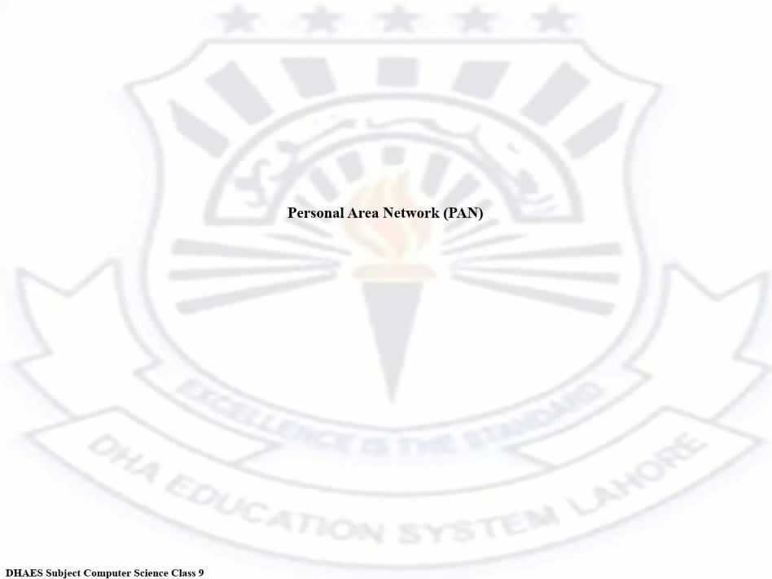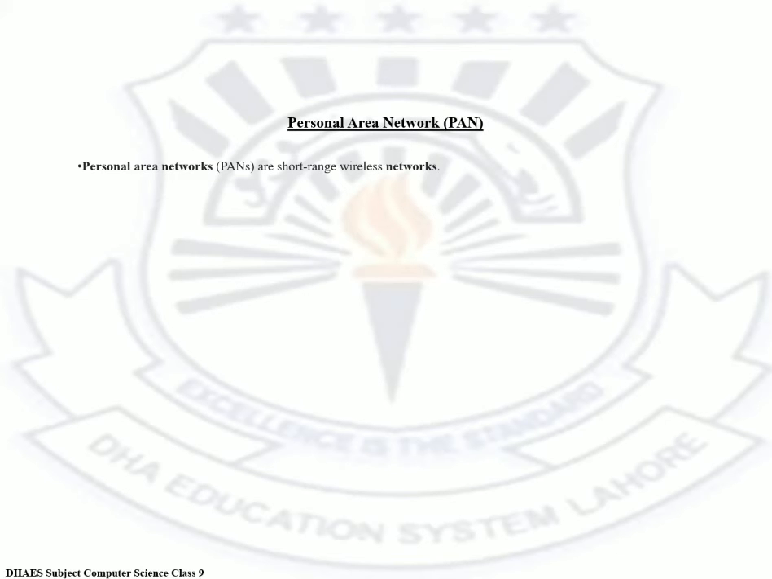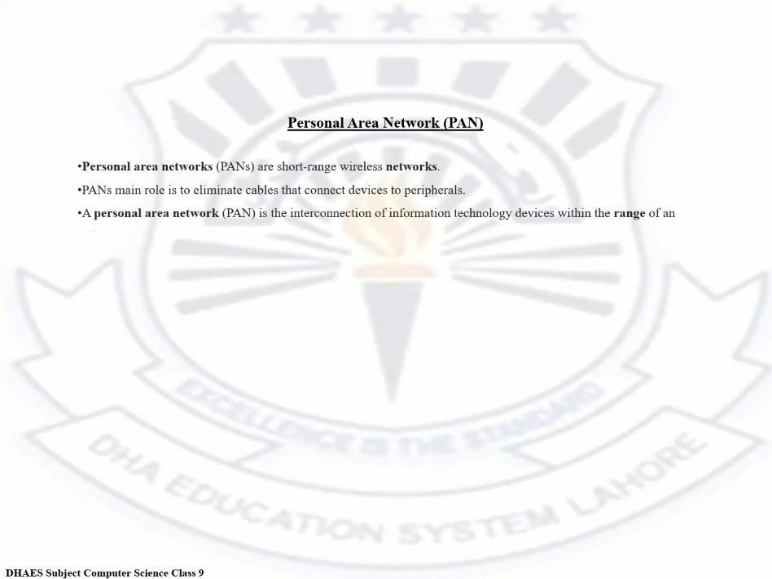Personal Area Network, PAN. Personal Area Networks, PANs, are short-range wireless networks. PAN's main role is to eliminate cables that connect devices to peripherals. A personal area network, PAN, is the interconnection of information technology devices within the range of an individual person, typically within the range of 10 meters.